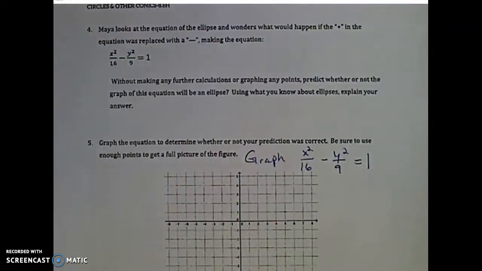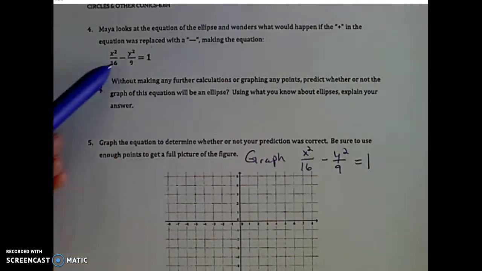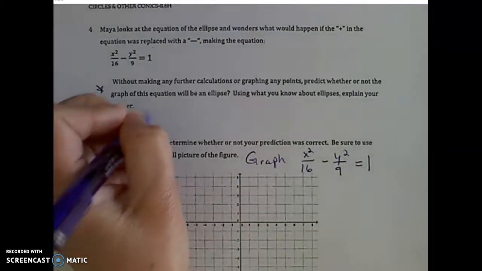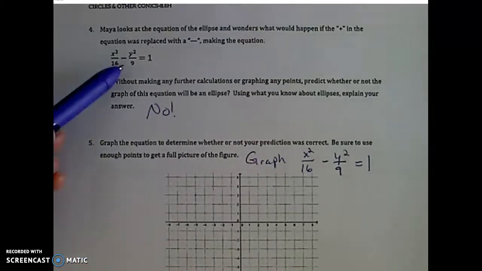Okay, as you read a little bit further, Maya then takes this equation of an ellipse that we just saw, and she changes that sign in between to subtraction rather than addition. And she's curious, will this be an ellipse if she changes that to subtraction? And you might start to guess, no. An ellipse always has plus in between equal to 1, and this is not going to be an ellipse. But what will it be?